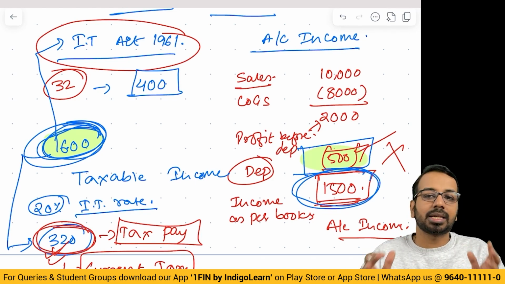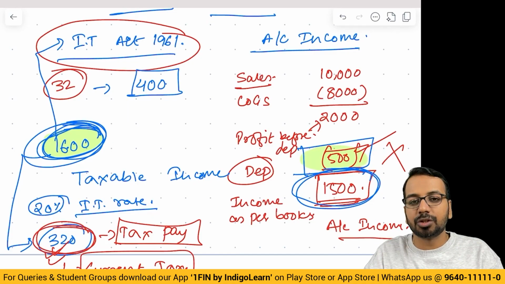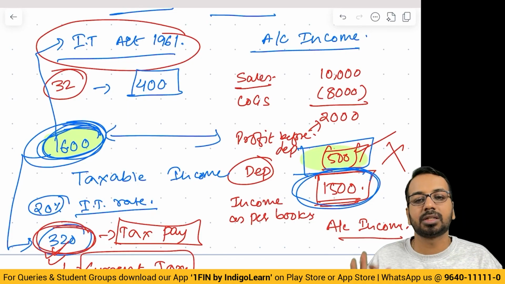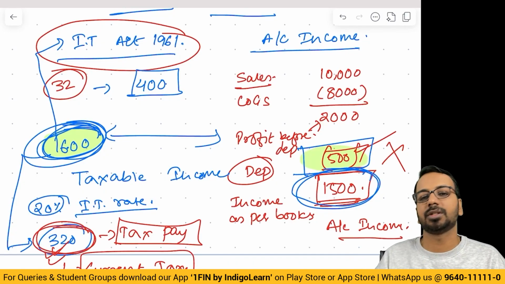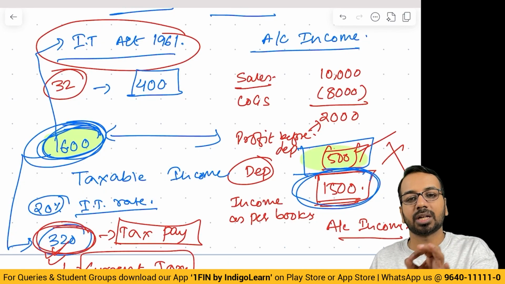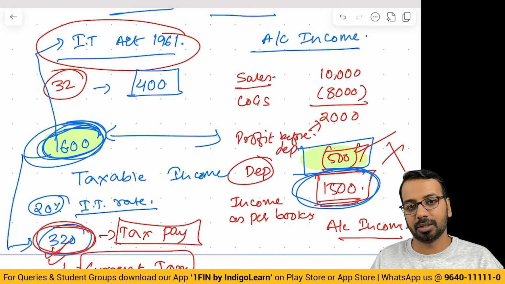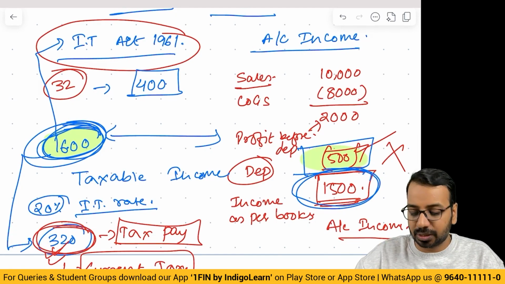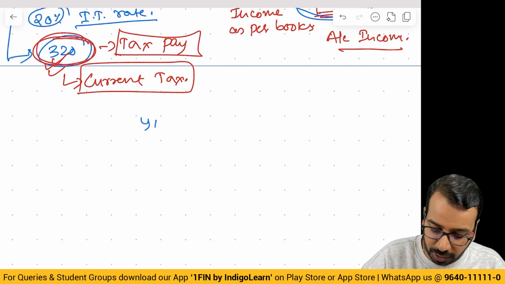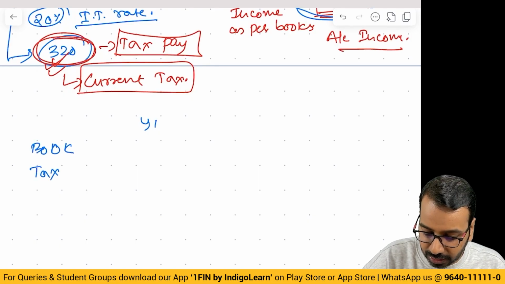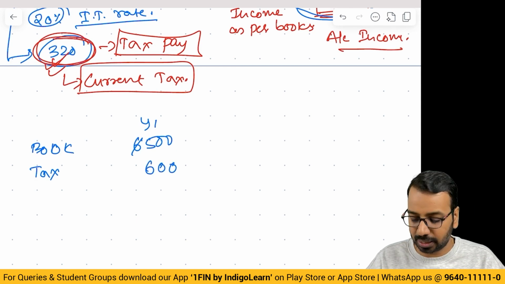So accounting standards prescribe that, to ensure the matching concept is there, you calculate the impact of this difference. What do we mean by the impact of this difference? In my books, I have charged 500 of depreciation. For taxation, I have charged 600 of depreciation. Now, in future years, see today what has happened. See this, year 1: books 500, tax 600.